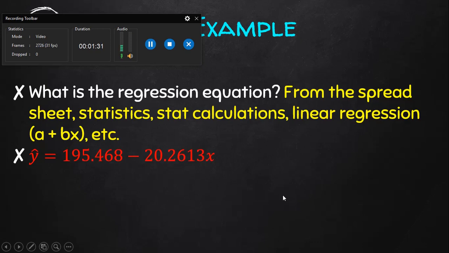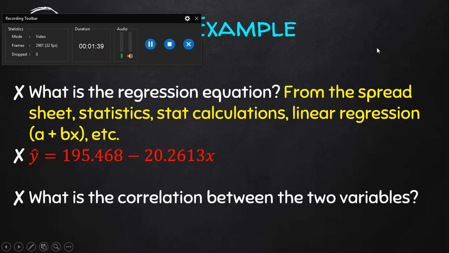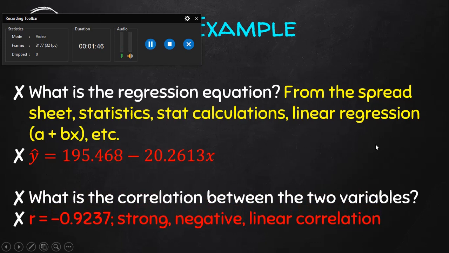So when I take my pieces from the stat calculations, this is the regression line that I should have. They're also asking for the correlation between the two variables. Remember, that's R. Based on the spreadsheet information, it's negative 0.9237. That actually implies a very strong relationship. But again, it's a negative linear, not a positive linear.